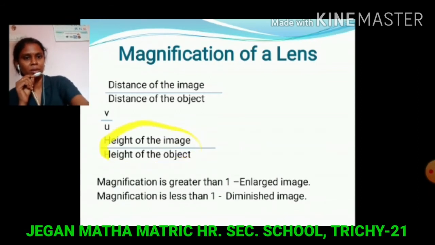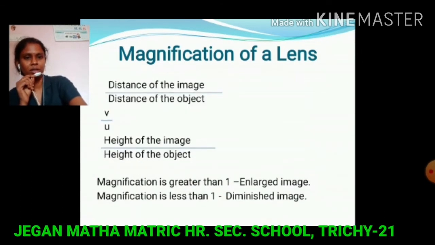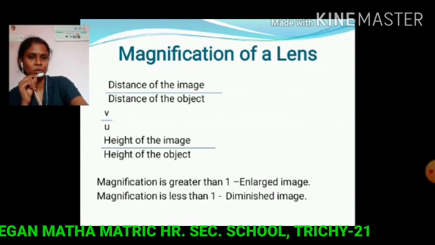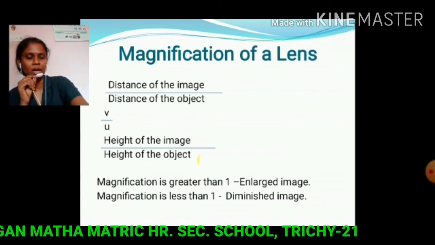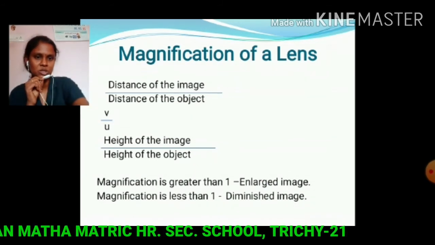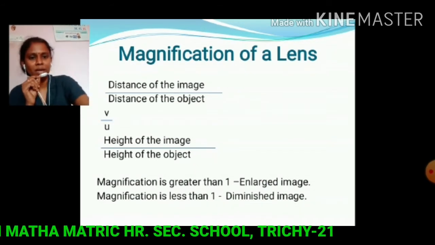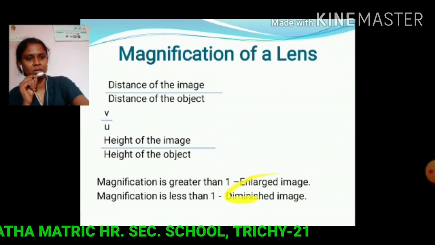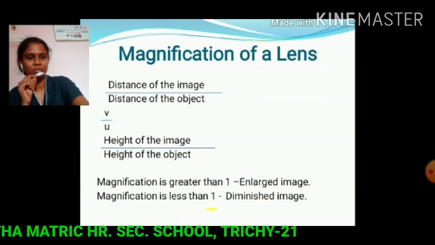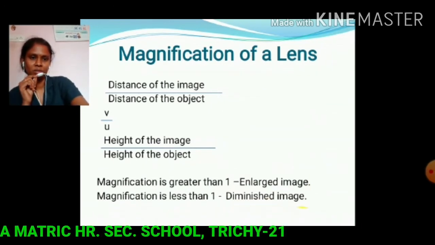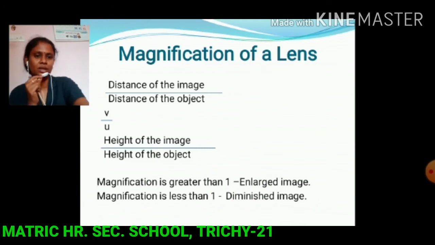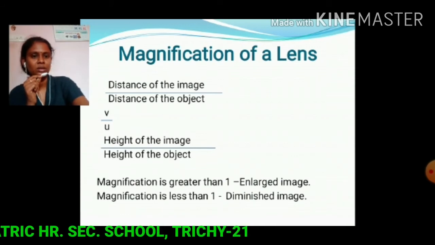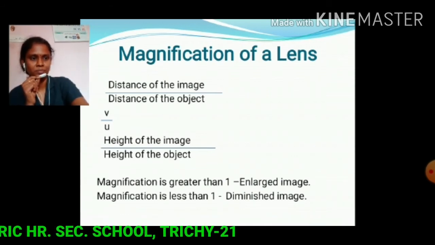So here the height of the image is h dash, and the height of the object is h. Magnification is defined as the ratio between the height of the image to the height of the object, that is h dash by h. If the magnification is greater than 1, we get an enlarged image. If magnification is less than 1, we get a diminished image.